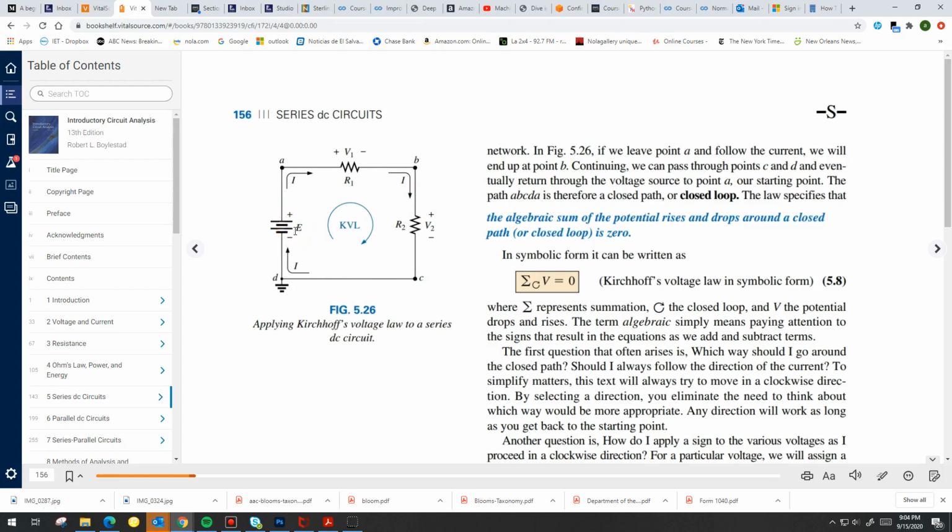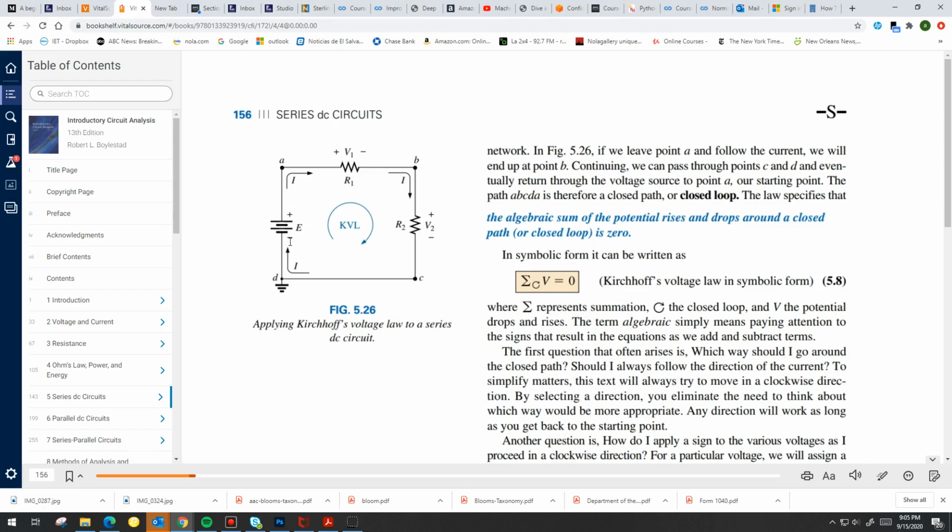We know that already. Kirchhoff's voltage law, and again, the important thing is you have a closed loop, right? This is a loop. It's a loop connection, connected from one end to the other one. It's a closed circuit. And it says the algebraic sum of the potential rises and drops around a closed path or a closed loop is always equal to 0. It sounds complicated, but it's not.